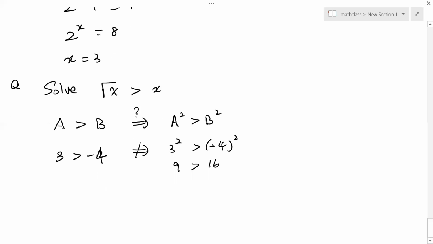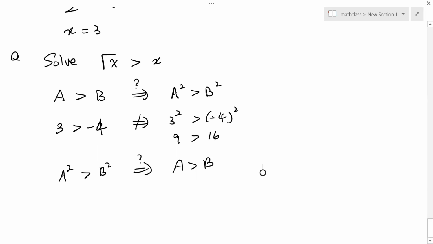And then conversely, a squared greater than b squared does not imply a greater than b. So we will see when this is true. For example, -4 squared is greater than -2 squared, right? But -4 is not greater than -2, because -4 is smaller than -2.